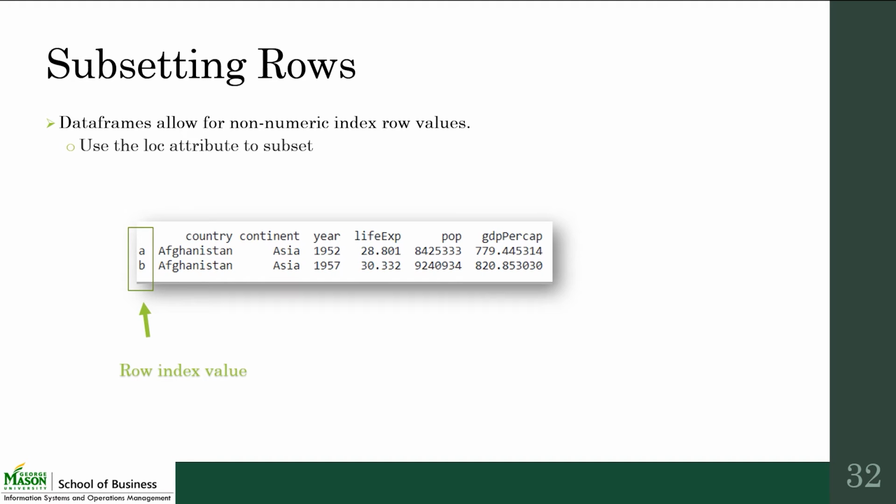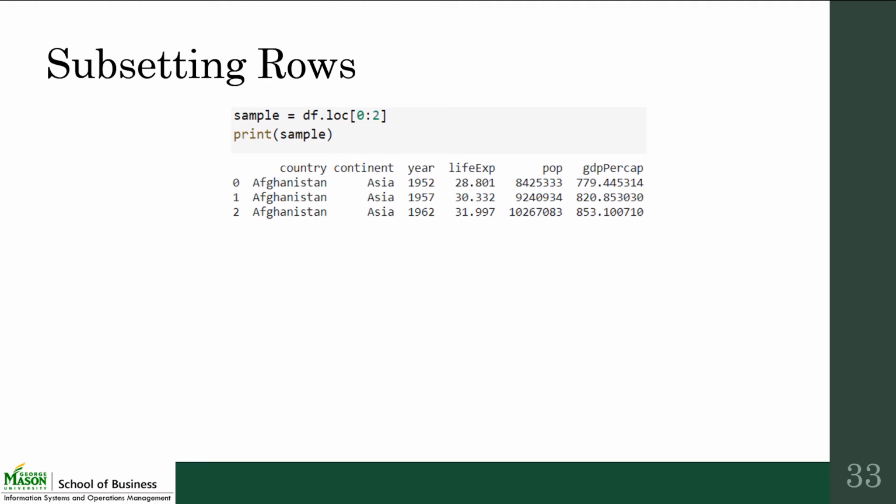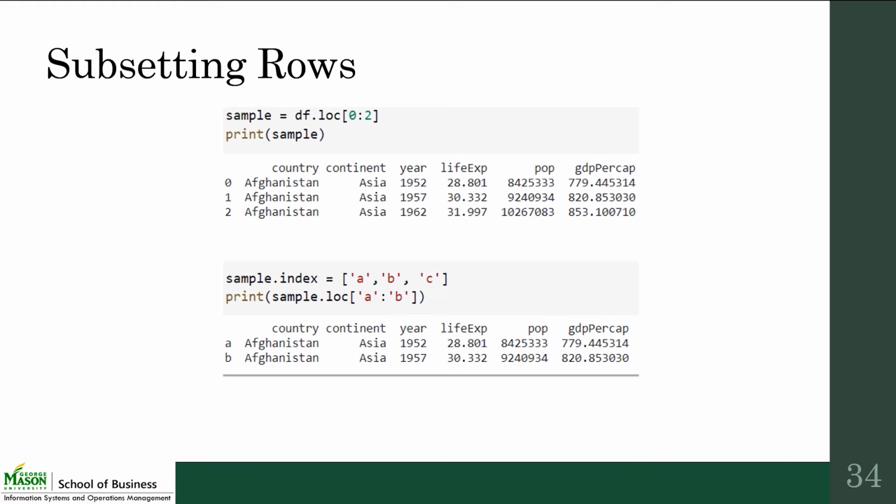Furthermore, another difference between the 2 attributes is when the data frame that you're working with contains index row labels that are not numeric. This is a neat feature with Pandas which provides flexibility of labeling index values. Here's an example of subsetting data to the sample variable. The contents are then displayed. Next, the index attribute is used on the sample variable to relabel the index values to letters, A, B, and C, making it possible to subset rows using these labels.